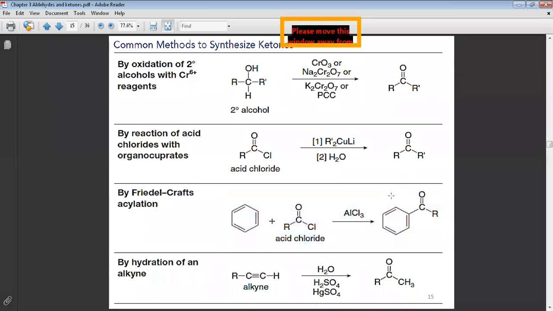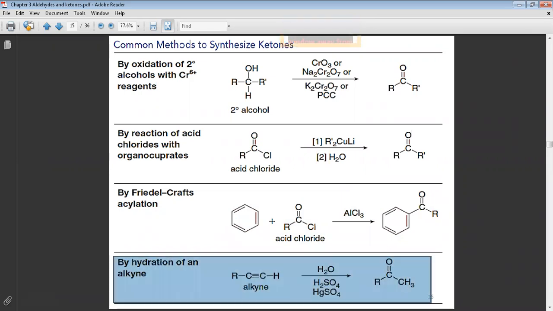This aromatic ketone. Okay, this aromatic ketone, and the final one is by hydration of an alkyne to give you enol, and by tautomerism, gives you the keto form. And also you know this, if you don't remember this reaction, you can go back to the reaction of alkyne. Okay, reaction of alkyne, I think chapter number 4 for the first semester, and you have all the mechanism for this reaction.